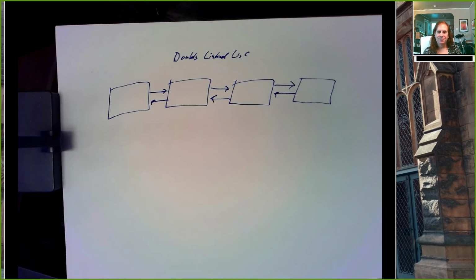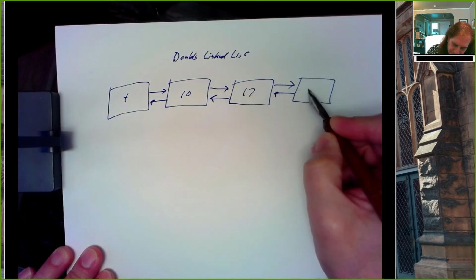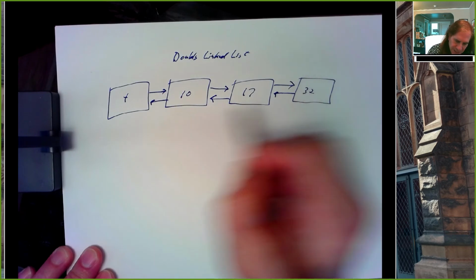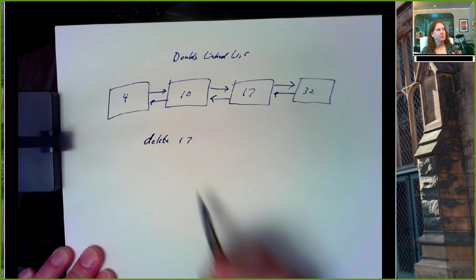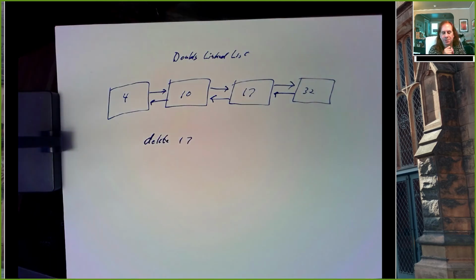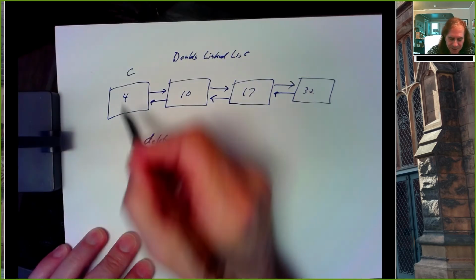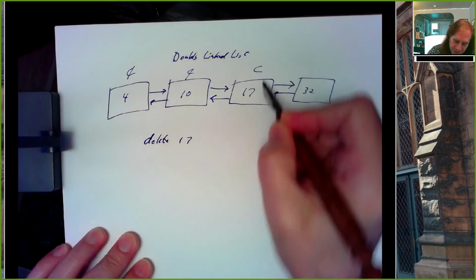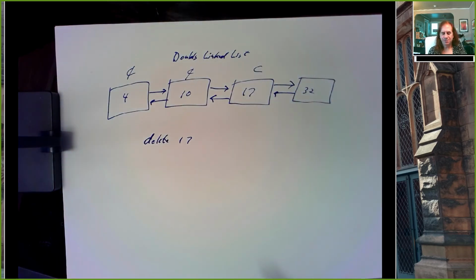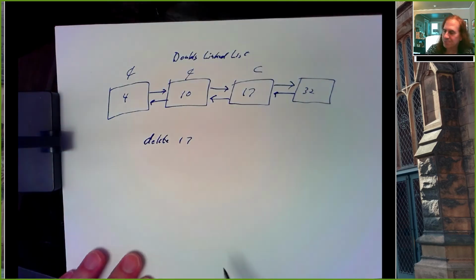For example, when you want to delete a node, so let's say this is 4 and 10 and 17 and 32, and we want to delete 17. Well, we don't need that pair of pointers anymore, right? We simply start here with a current node. That's not what we want to delete. Change current to current next. That's not what we want to delete. Change current to current next. There's the node we want to delete. Well, now we know what the previous node is because we have a previous field here.